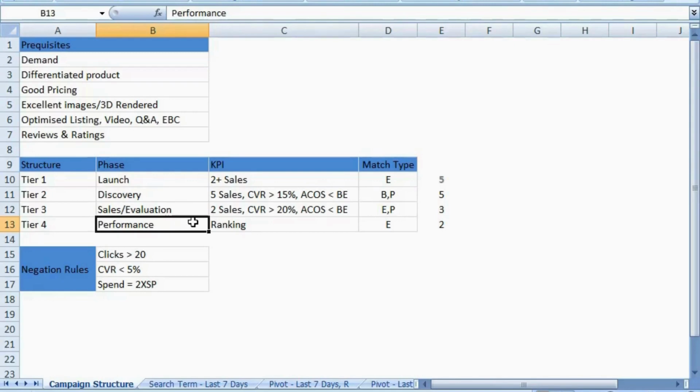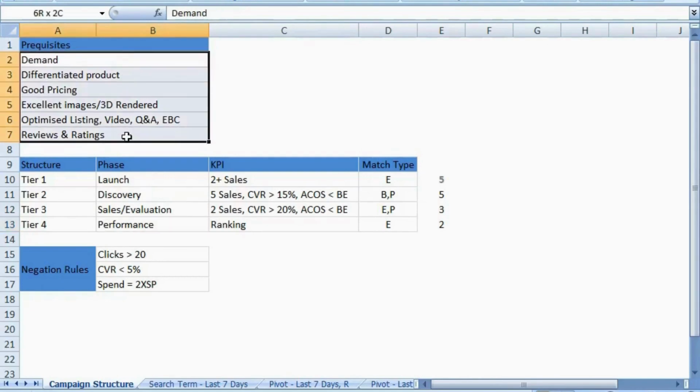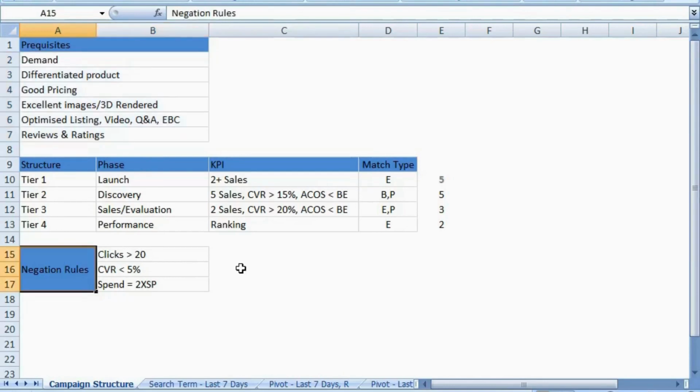So this is the entire flow, and this flow also takes time to move from tier 1, tier 2, tier 3, tier 4. While meeting these criteria and flowing from tier 1 to tier 4, it's also very important that you do not run out of stock. If you run out of stock, you are just losing out on the momentum, which we do not want to happen. Now across the board, while you're transitioning from tier 1 to tier 4, there are certain negation rules which apply throughout this PPC life cycle.